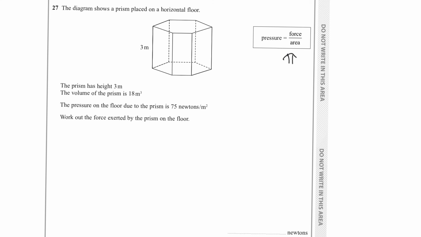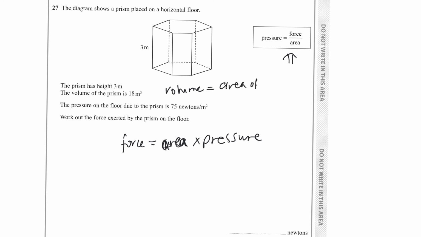So for force, if we rearrange this, force is equal to area times pressure. We actually don't know the area, we know the volume of this prism. In order to work out the area, the easiest way is: volume for any shape like this is always the area of the cross section, meaning the area of the face of the shape, times the height. So if we've got the volume, which is 18, area we don't know so we call that X, and height we do know is 3. So something times 3 is 18. Therefore 18 divided by 3 gives us our area, which is 6 centimeters squared.